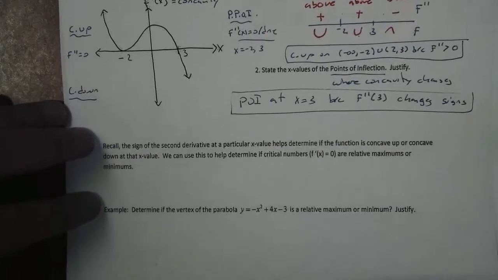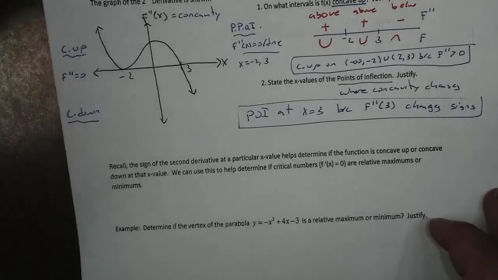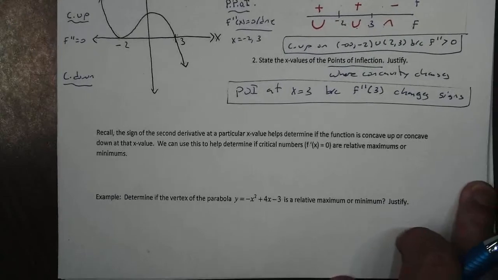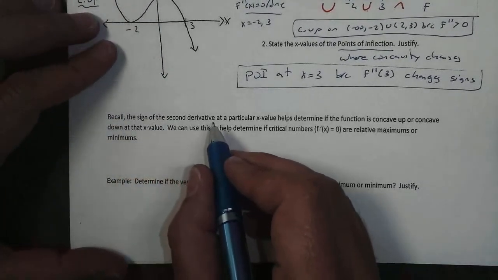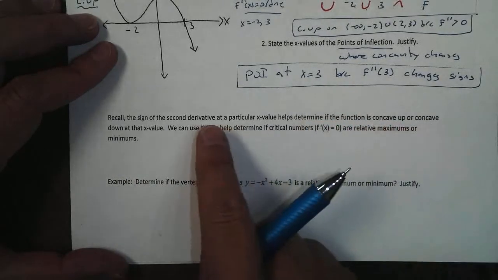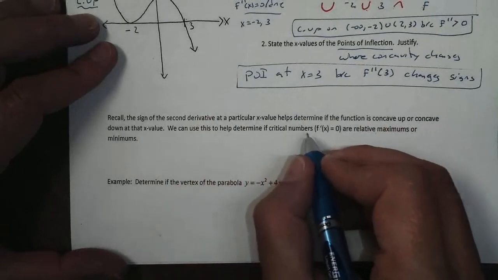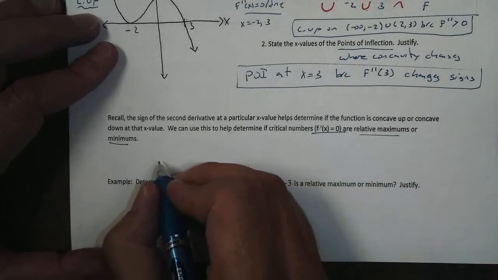All right, recall. Now this little bit of recall here is to help us get an idea about how useful the second derivative is for us. Recall the sign of the second derivative at a particular x value determines if the function is concave up or concave down. We can use that to determine critical numbers, our relative max and relative minimums. So let's take a look.